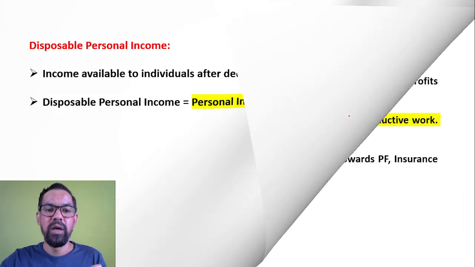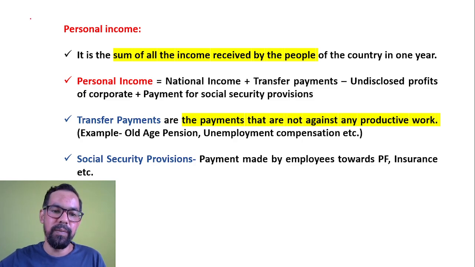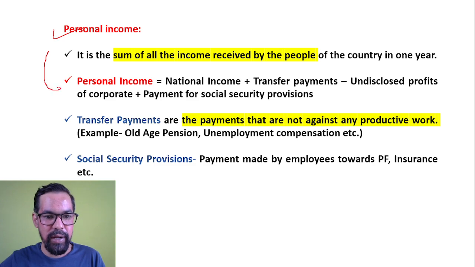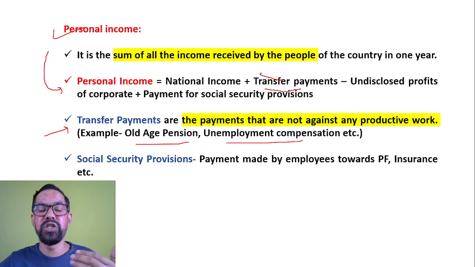Very simple one. Next one, we have personal income. If you see the personal income, just jump to the formula, you will get an idea. Personal income is national income plus transfer payments. Now what is a transfer payment? I'll let you know. Transfer payments are explained here as well, like old age pension, unemployment compensation and all, which are generally provided by governments or organizations.